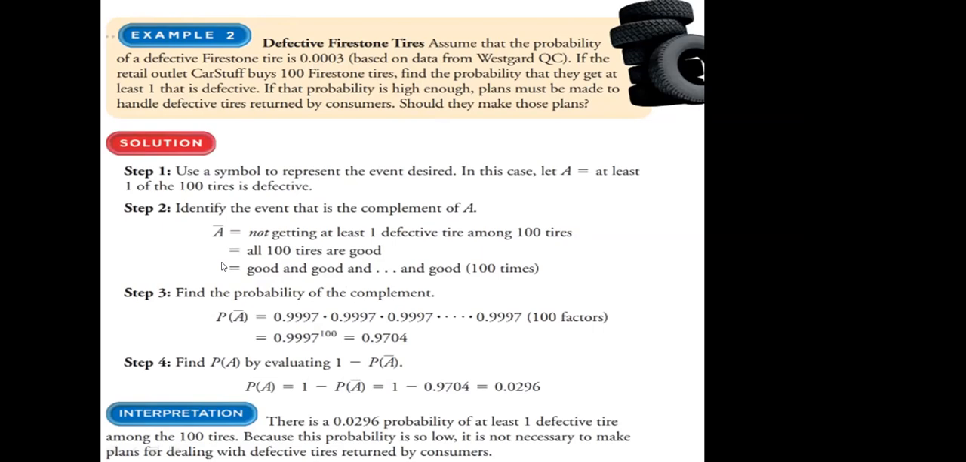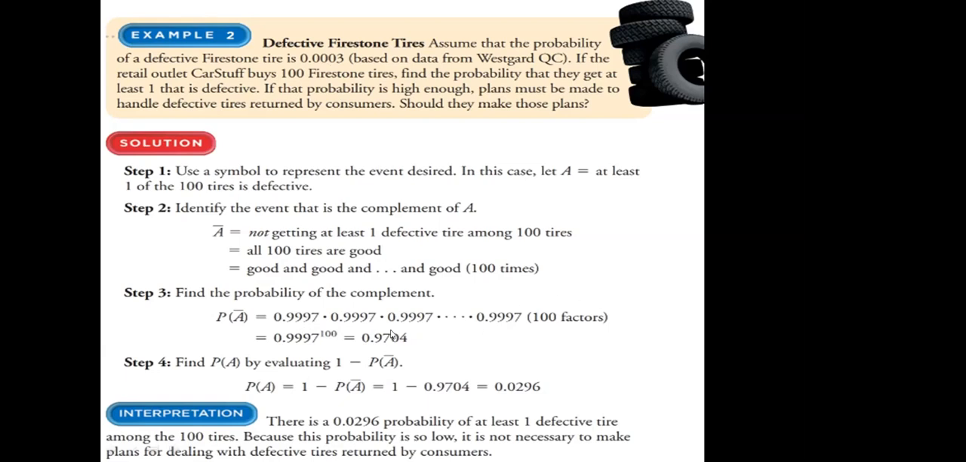The probability of getting at least one is 1 minus the probability of none. If none of them are defective, they all must have been good tires. The probability of getting a good tire, you're using this 100 times. This one was good, the second one was good, the third one is good, all the way out to the 100th one is good.